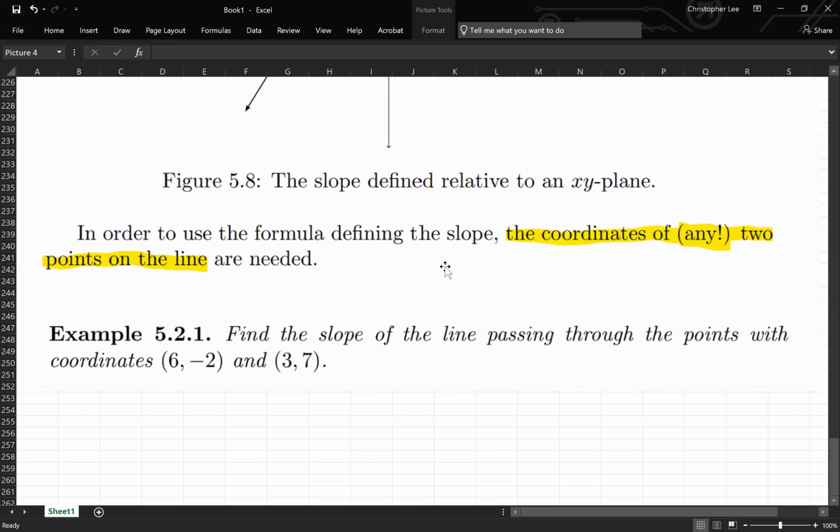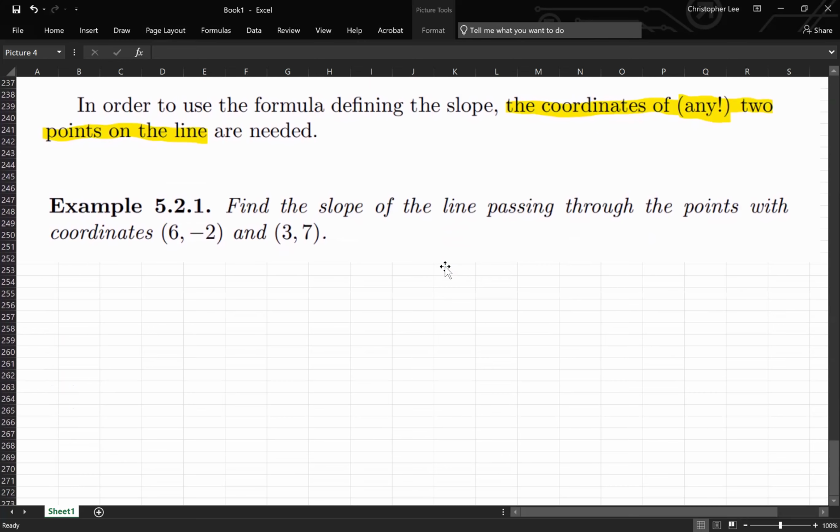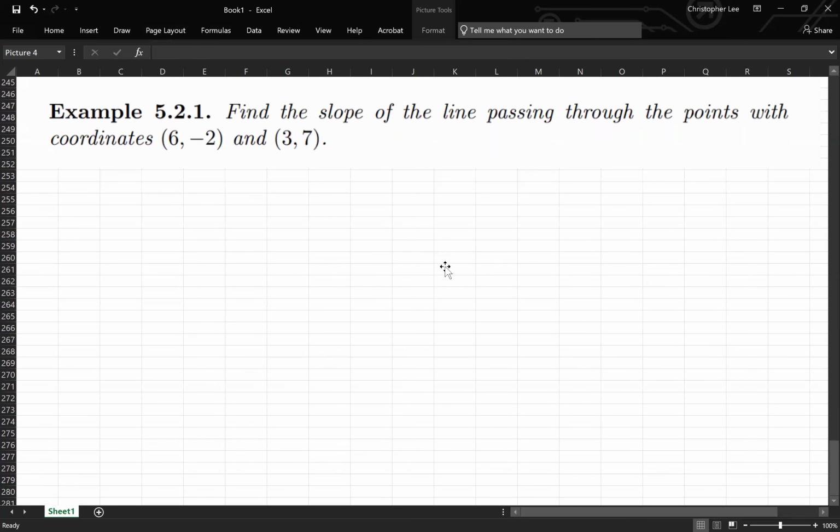All right. So in order to use the formula defining the slope, the coordinates of any 2 points on a line are needed. All right, let's try this out. Find the slope of the line passing through the points with coordinates (6, -2) and (3, 7). Go ahead and try it out.